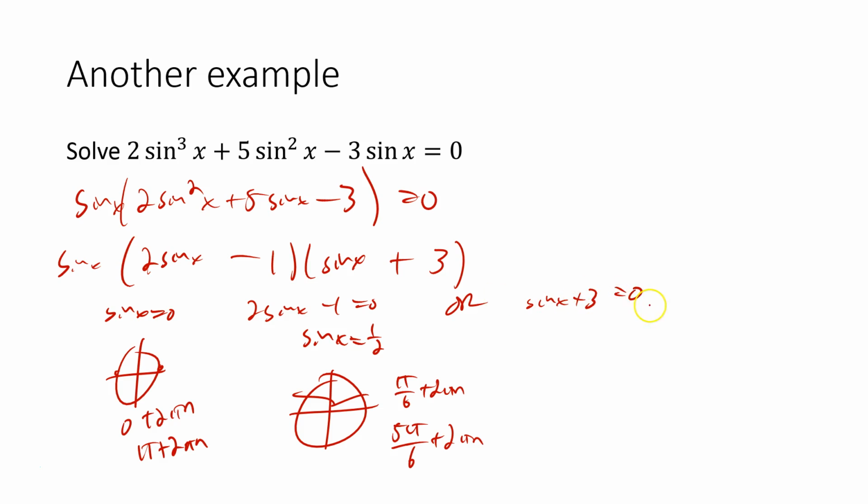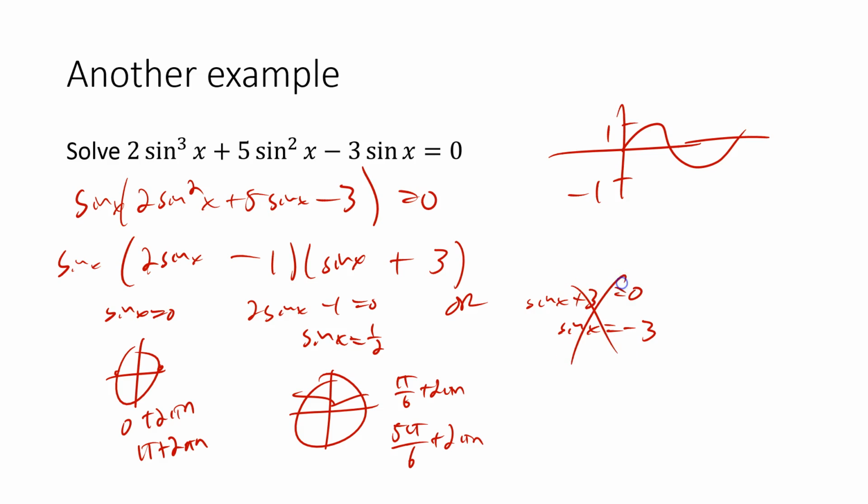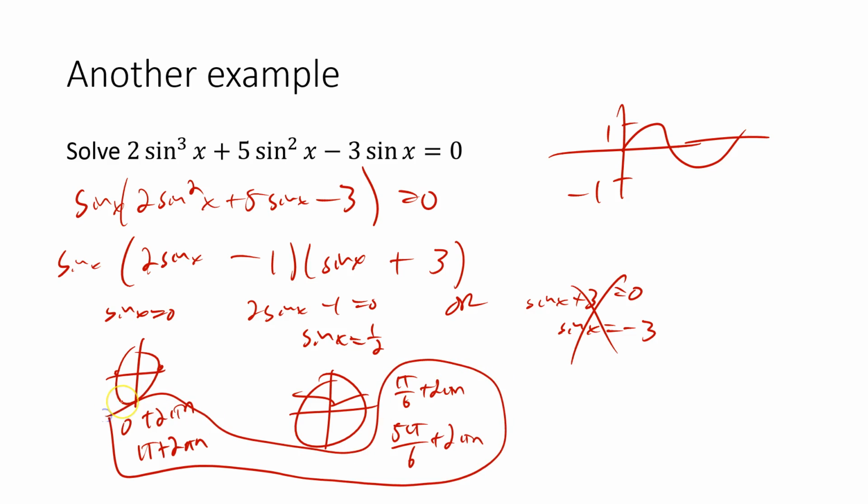And our last one, sine x plus 3 is 0. Sine x equals negative 3. Now that's weird, because the biggest sine can be is positive 1, and the smallest it can be is negative 1. So this actually doesn't help us at all. It doesn't give us any solutions. Alright, so these 4 will be the solution to this problem. 0 plus 2 pi n, pi plus 2 pi n, pi over 6 plus 2 pi n, 5 pi over 6 plus 2 pi n. Alright, moving on.